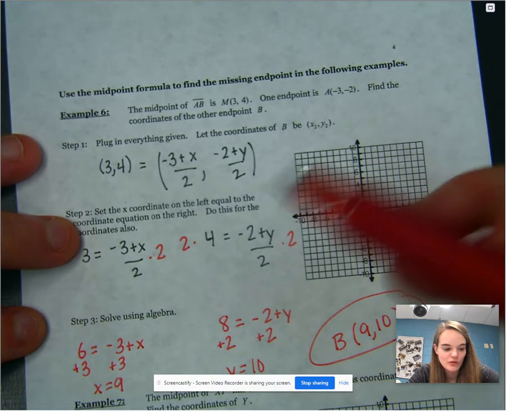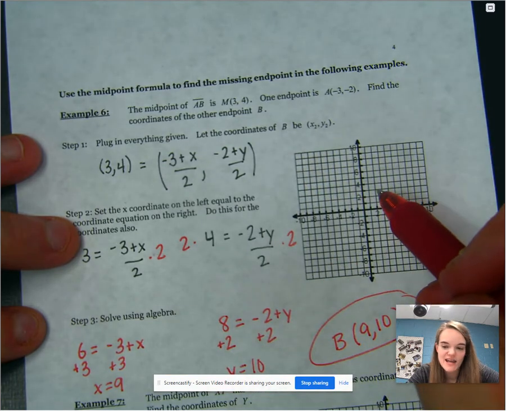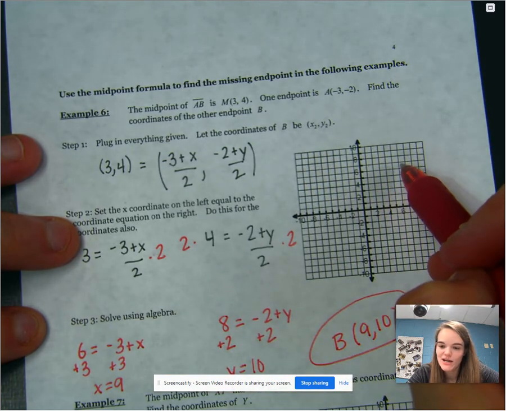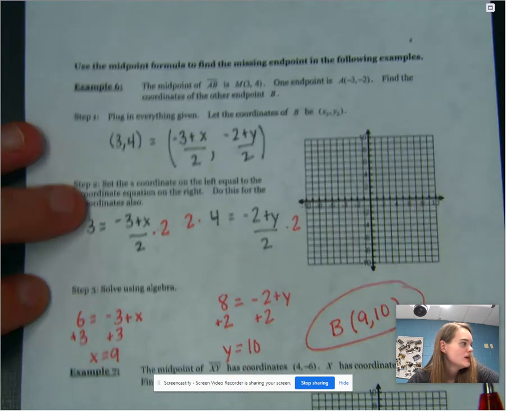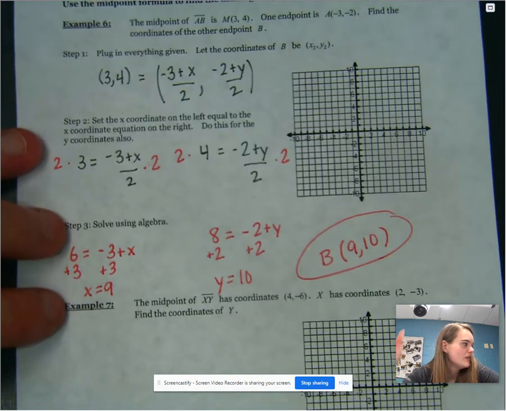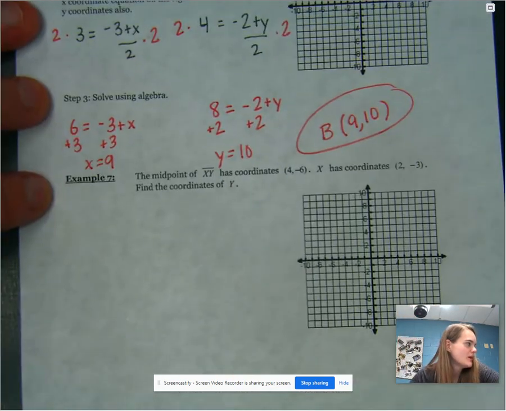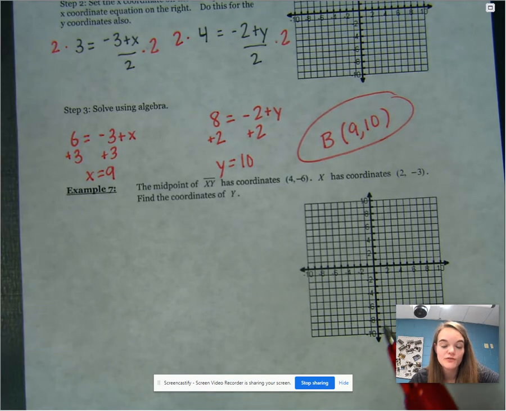I could do what I did with the slope a minute ago. If I had 8 and 4, I would count back up 8 and 4 to find the other endpoint. I'll show you what I mean by that on this example. So example 7. Work it with algebra first. Then I'm going to show you this way that you could use a graph instead.